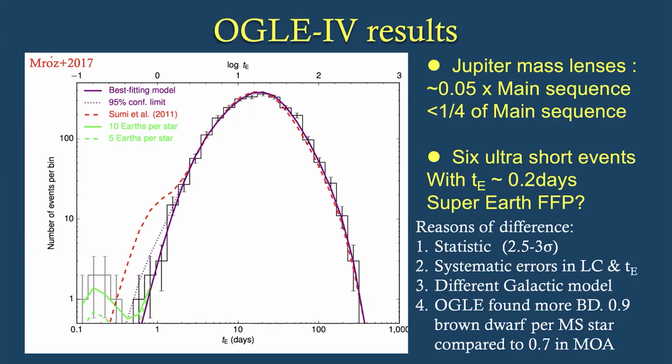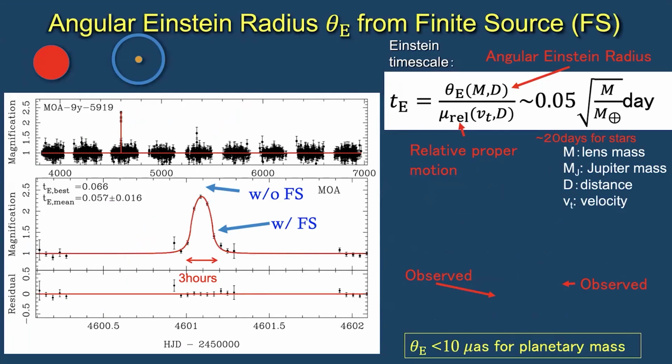So that may indicate that there is an even smaller planetary mass population, like super-Earths. As I said, with microlensing itself, we can measure only the time scale, not the mass. But if we can measure the finite source effect, we can measure the angular Einstein radius, theta E. If the lens directly passes the surface of the source, the magnification is suppressed.